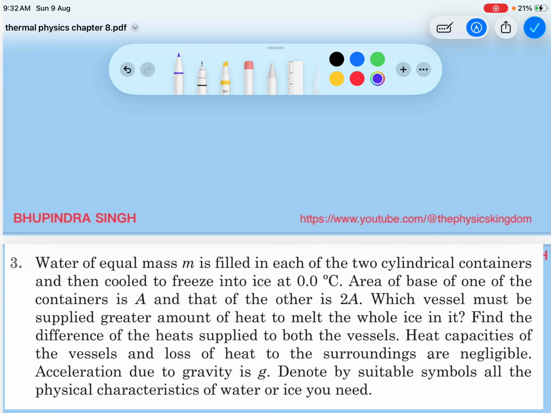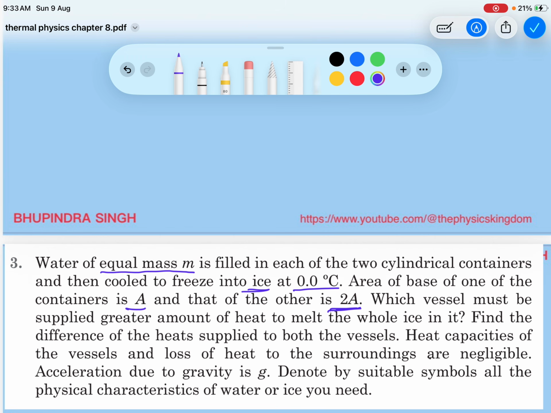Water of equal mass M. So first of all, equal mass is filled in each of the two cylindrical containers and then cooled to freeze into ice at 0 degrees Celsius. Right? So equal mass M, which is ice at 0 degree Celsius basically. Area of base of one of the containers is A and that of the other is 2A. Means area of cross section of the containers are different.